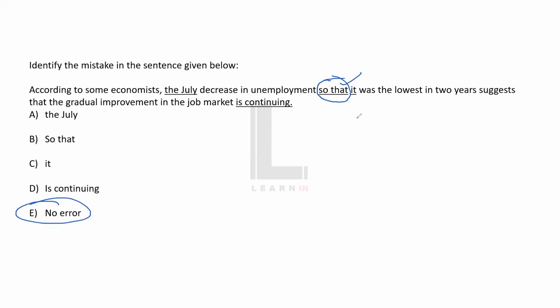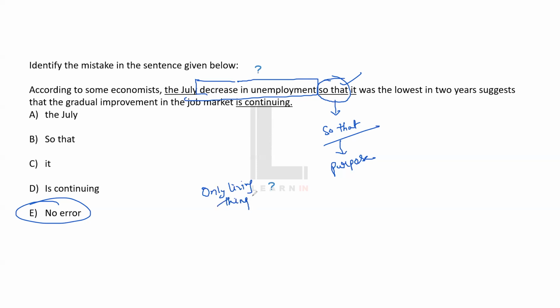Now, how would you do this? So that, why is so that used for? Okay, so that is used for purpose. Now, can decrease in unemployment have a purpose? Let me know. Yes or no? Can decrease in unemployment have a purpose? No. Only living things have purpose, right? Only living things have purpose.